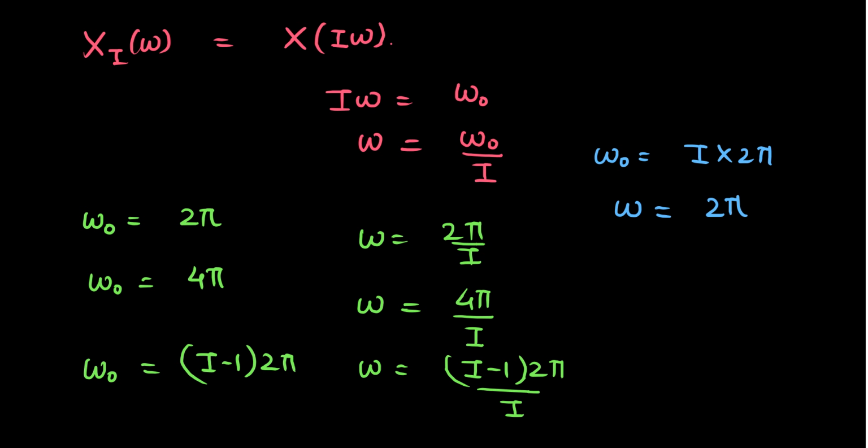So what we observe is, the replicas of X(omega) which were located at 2 pi, 4 pi and so on till I minus 1 are now available at some frequencies between 0 and 2 pi, which means that the periodic replicas which were available at every integer multiple of 2 pi are now available at every integer multiple of k times 2 pi by I, where this k varies from 0 to I minus 1.